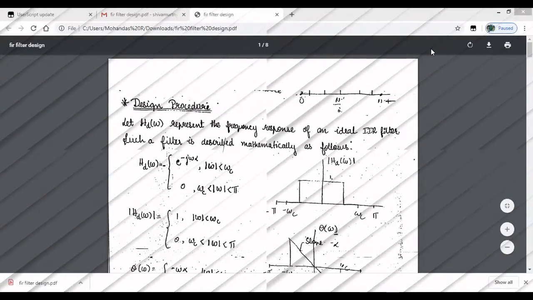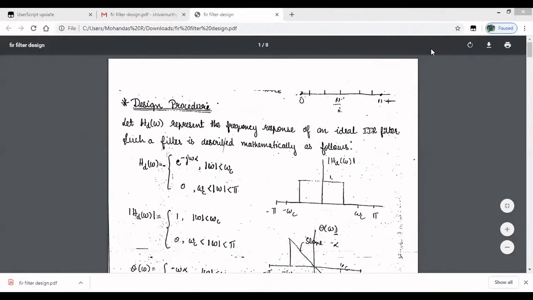Today we are just going to discuss the design of FIR filters using window techniques. Before starting with the numericals, I will let you know the design procedure for designing FIR filters. We have already seen what we mean by FIR filters and the difference between IIR filters and FIR filters. FIR filters are nothing but finite impulse response type of filters.